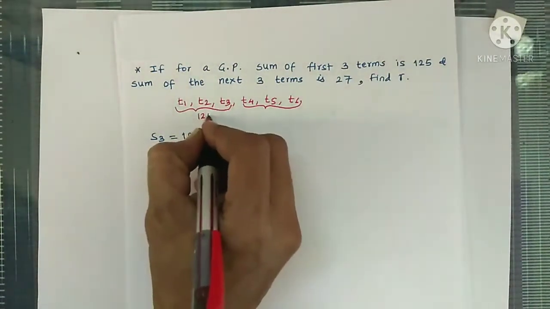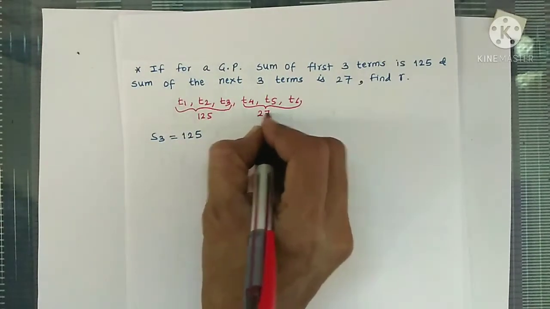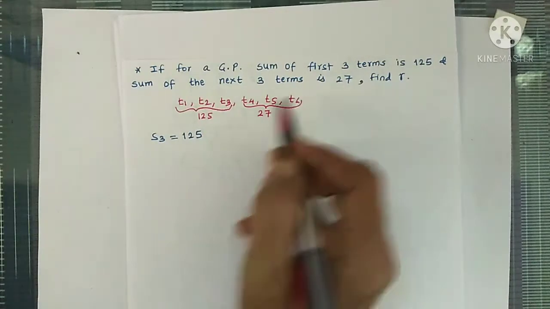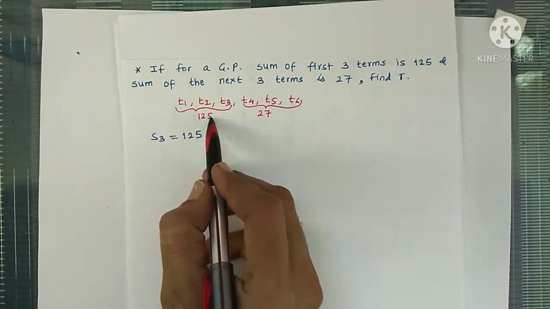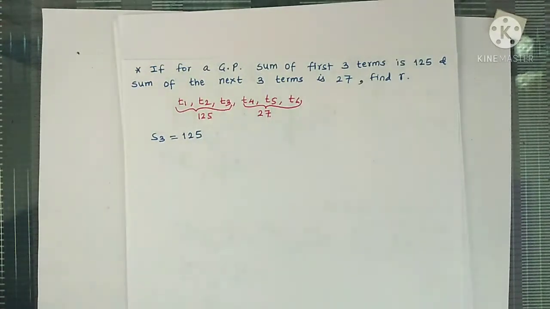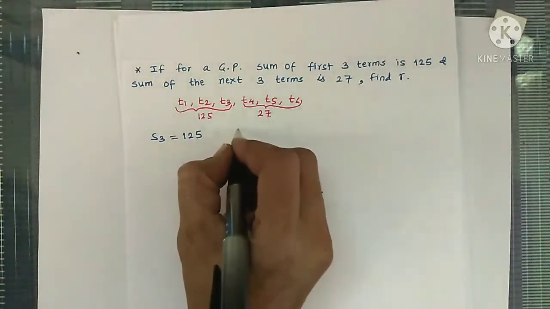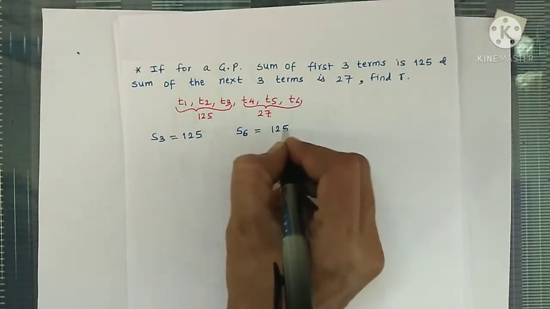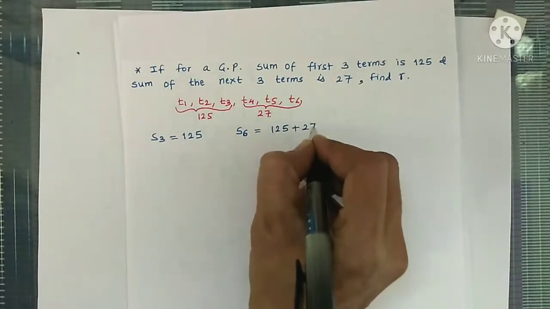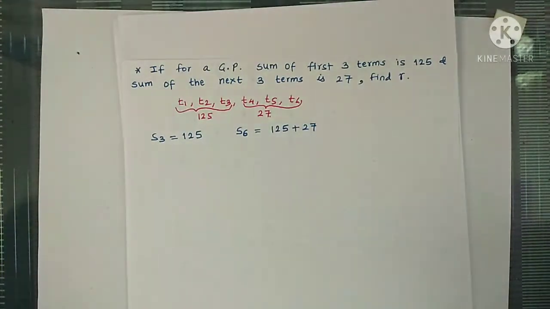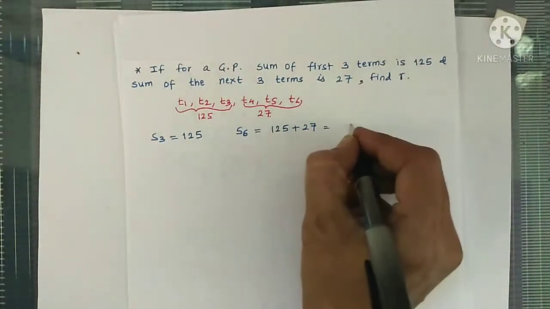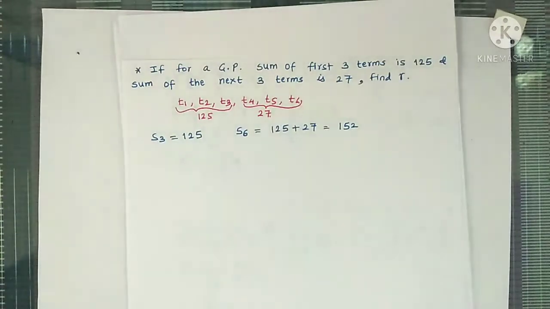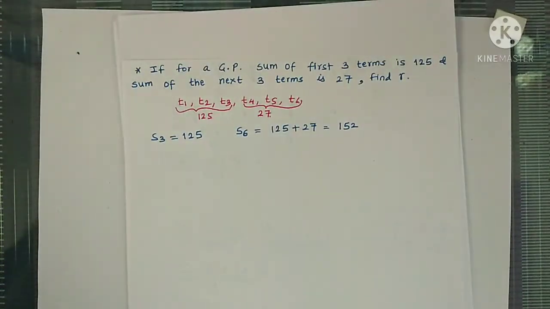So this is 125, this is 27. If we want the sum of the first 6 terms, then it will be 125 plus 27, adding all the terms, and that is denoted by S6. So S6 is 152. Okay, so we have S3 and S6.